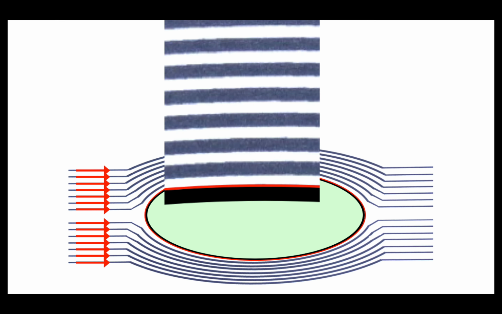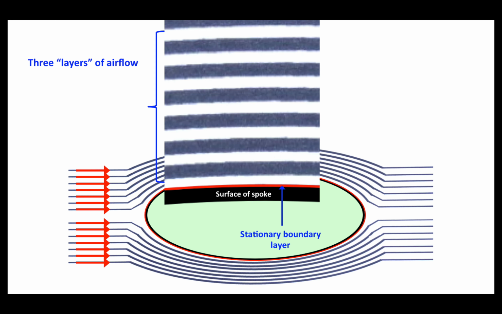Here is our considerably expanded view. This is the surface of the spoke, and around this surface we're going to consider three layers of airflow. Right here is the stationary boundary layer. This up here is what we call the Bernoulli layer, where the viscosity of the fluid is so small that we call it an inviscid fluid. And this area in here is called the viscous layer, and we're going to further magnify this to look at the viscous layer.